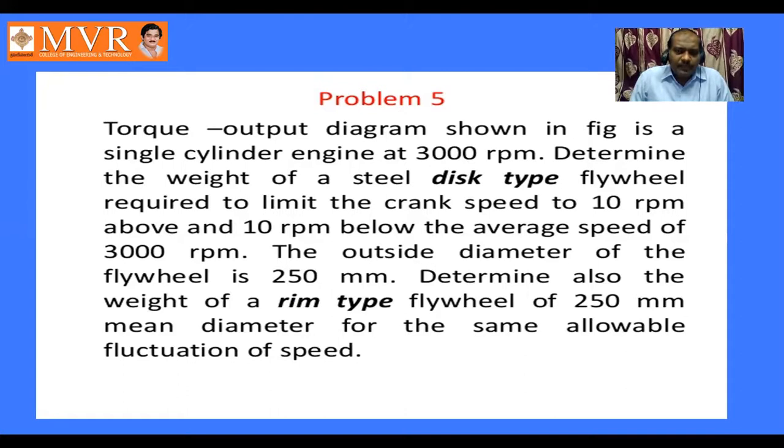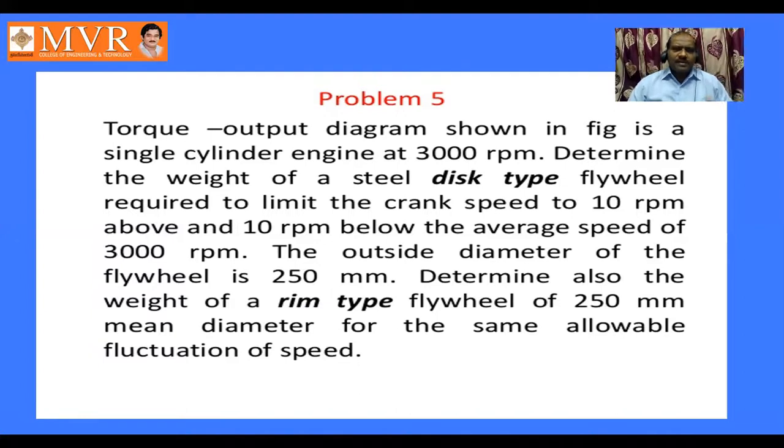The aim of the problem is to determine the weight of a rim type flywheel and to determine the weight of a disc type flywheel. So in both the aim is one and the same, to find the weight. The difference is based upon the type of flywheel. For this one they have given a diagram, that is, the diagram is coming from the output of a cylinder engine.